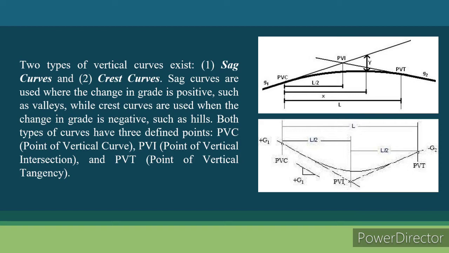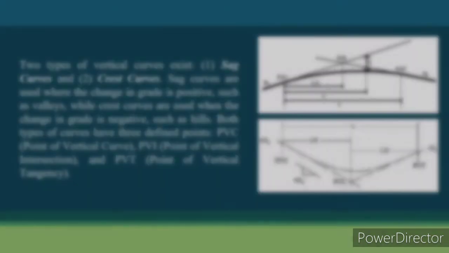As you can see in the picture, the upper part is the example of the crest curve where the first grade is positive and the second grade is negative. The lower part is the example of the sag vertical curve where the first grade is negative and the second grade is positive.